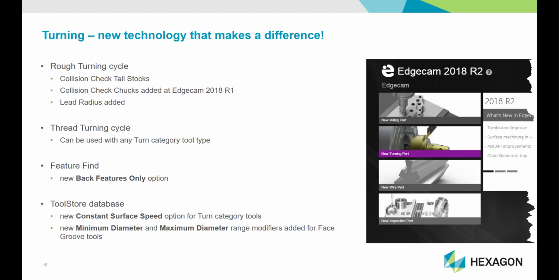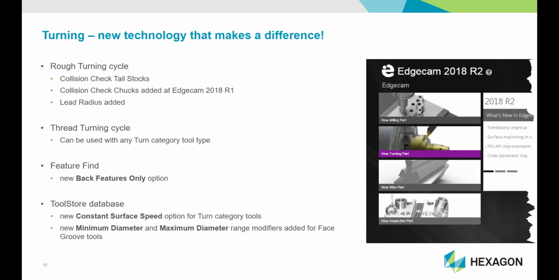Some improvements to feature find. You'll notice that in the feature find command, the automatic feature recognition, there's now a back features only checkbox. Users that have main and sub spindles often find it very helpful to be able to have features for the main spindle and features for the sub spindle, and there was an option added several versions back to find front turn features only. That's useful both to users with a single spindle, single turret type machining center, but also to users with a twin spindle machine that prefer for a particular setup to only work on the main spindle. It just reduces the number of features that the software finds.